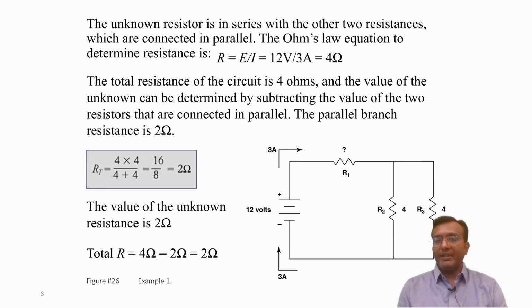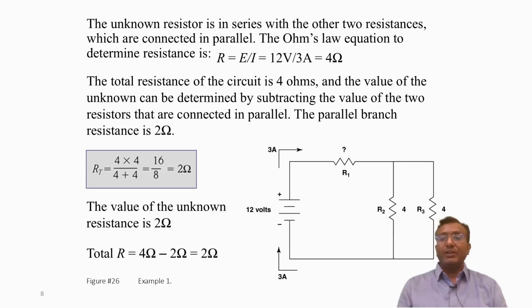So 12 volts and the current coming from the battery is 3 amperes. So we will use the value of 4 ohm as the total resistance of the system.